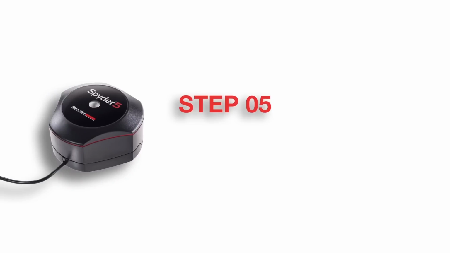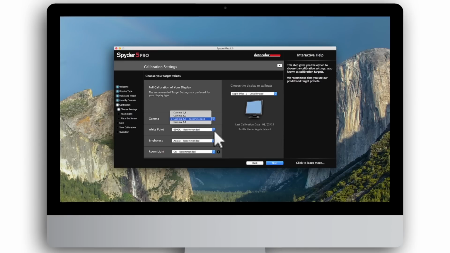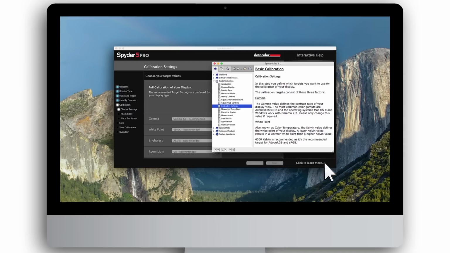Step 5. Calibration settings. Please select the gamma, white point, brightness, and room light settings. Once you have selected the calibration settings, click Next. For your first calibration, we suggest using the software's recommended settings. To learn more about these calibration settings, select the Click to Learn More link.